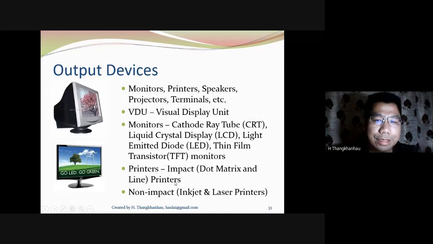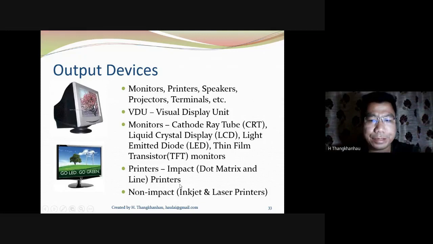In printers, we have two types: impact printers and non-impact printers. Impact printers have some effect on the paper. For example, dot matrix printers. I don't know whether you have already used them or not, but dot matrix printers are usually used for printing stencils for preparing newspapers, and line printers are also there. But dot matrix printers are not commonly used nowadays.